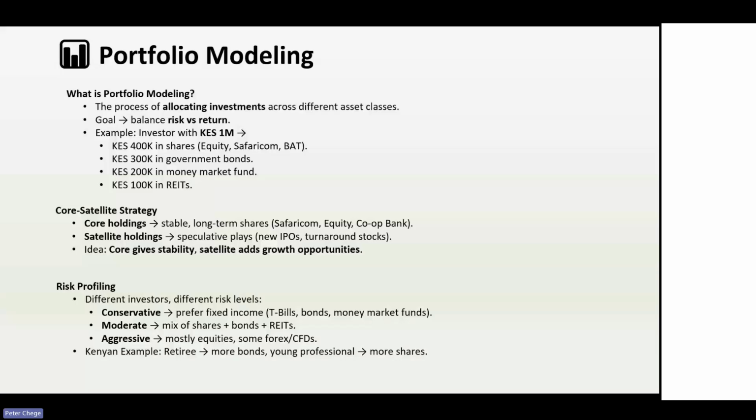So the core strategy here is have a stable long-term shares. Then you have a satellite holding for speculative purposes. When there is a new IPO, you are in. Any stock like what we have discussed, KQ and Serena, if you realize the prices are starting to go up and you are nearing holiday, by that time when it goes up, sell. So you are creating stability and also adding growth opportunities on your stocks. Don't just buy one share.